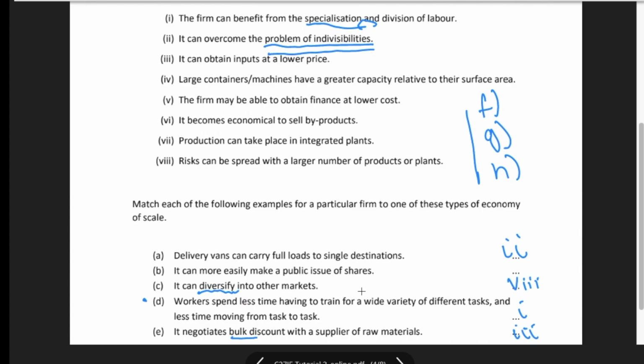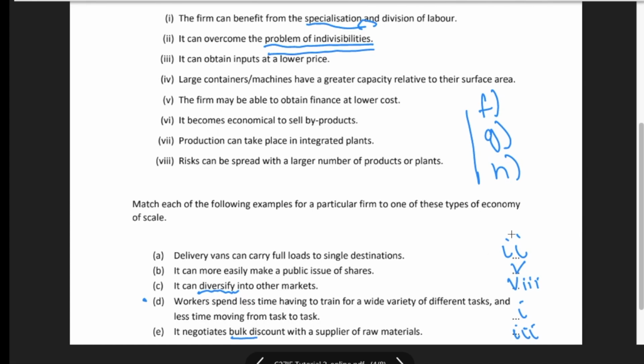Lovely. It can more easily make a public issue of shares. Why do you find companies give out or issue shares? What are they doing that for? To raise funds. Perfect. Brilliant. So which one of these is getting at that? So raising funds. Which one's kind of getting at that? Perfect. So it's all this idea about obtaining finance.